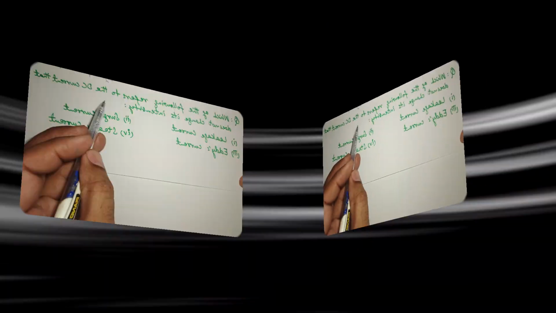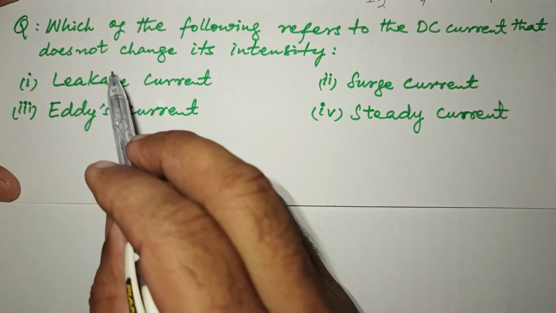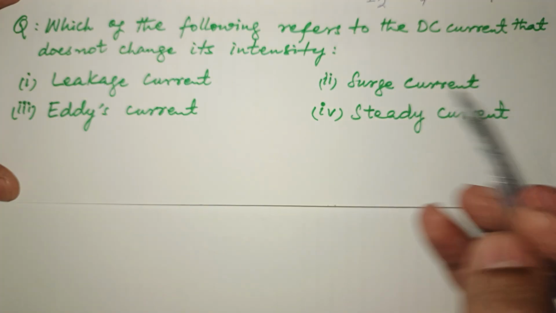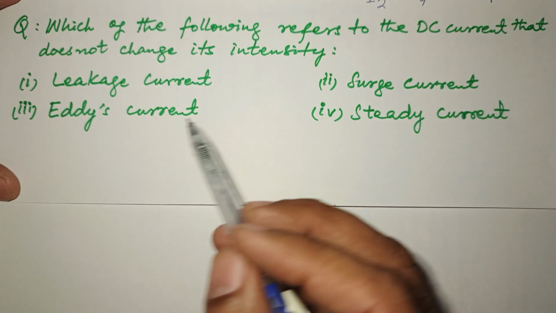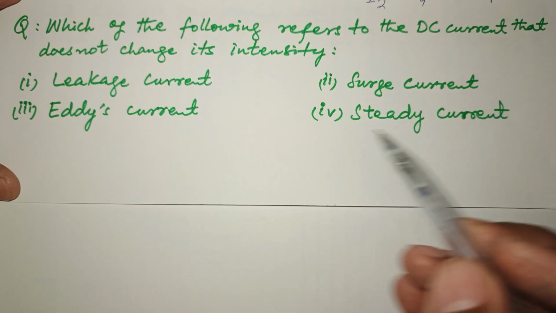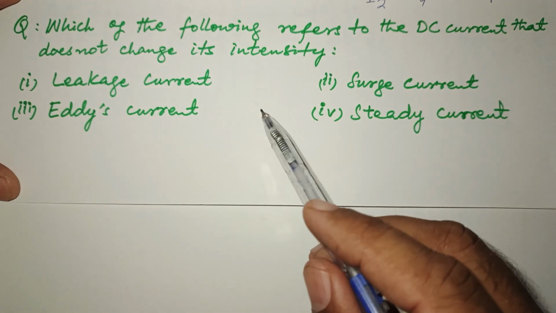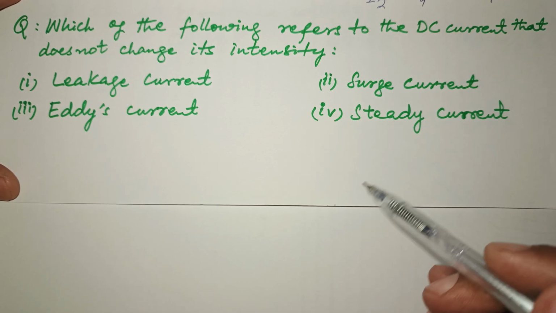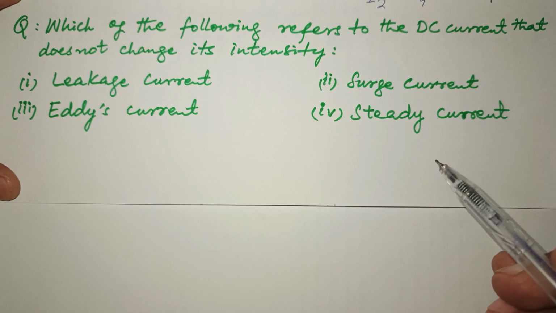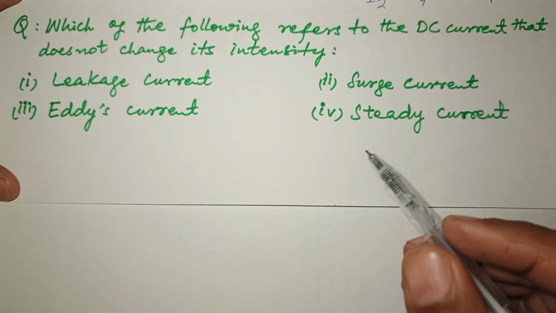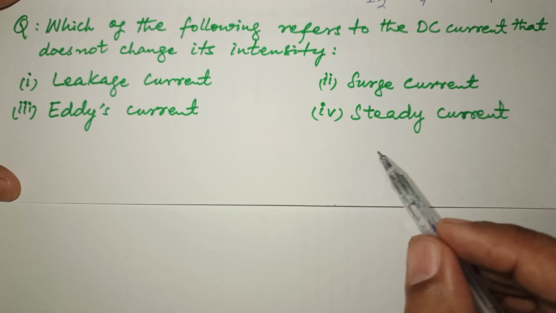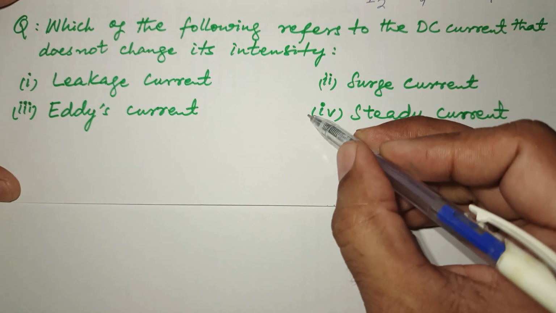Which of the following refers to the DC current that does not change its intensity? So what are the options? Leakage current? No. Eddy current? No, not at all. Surge current? Not at all, because it is not changing its intensity, which means it is not changing its polarity or frequency either. It is constant. So the answer is the constant current. DC current is a constant current, and it is also known as steady current. So the steady current is the correct option. Move to the next one.